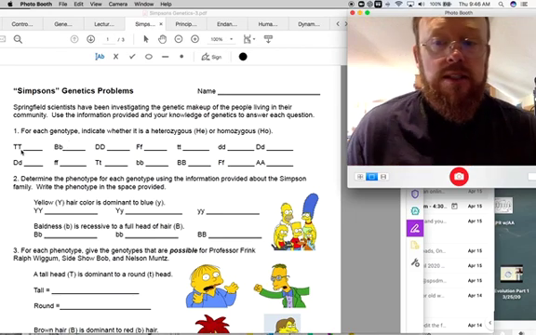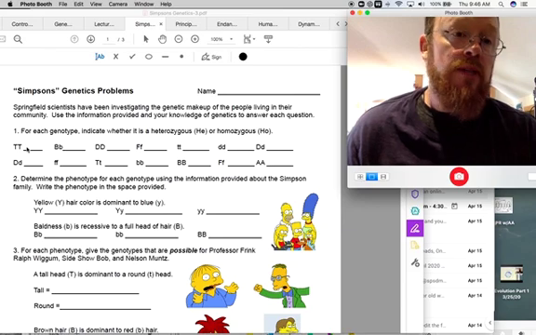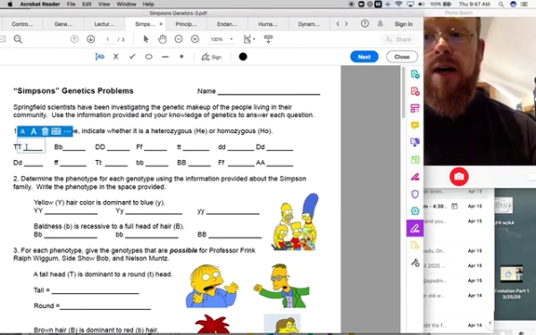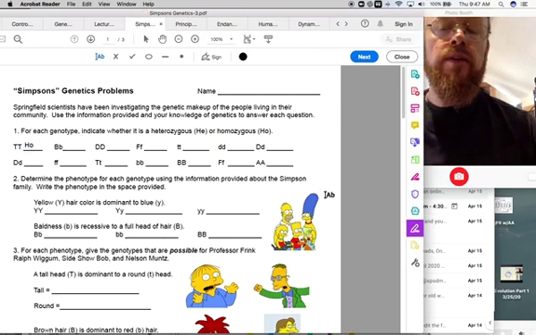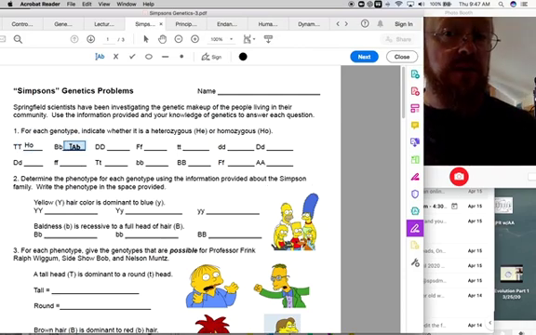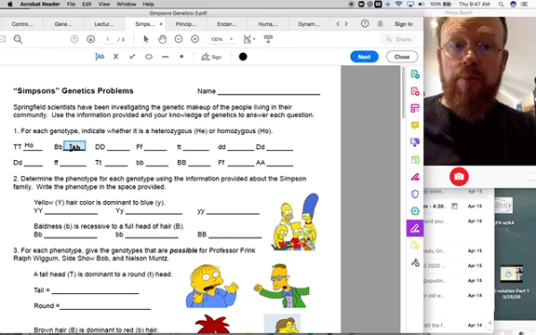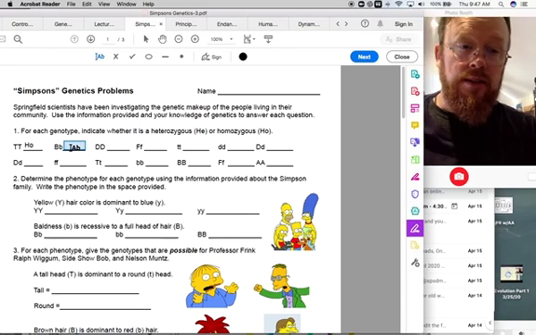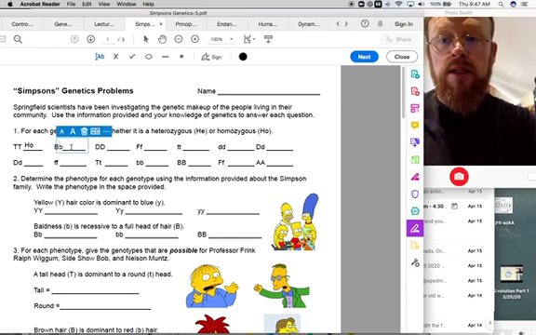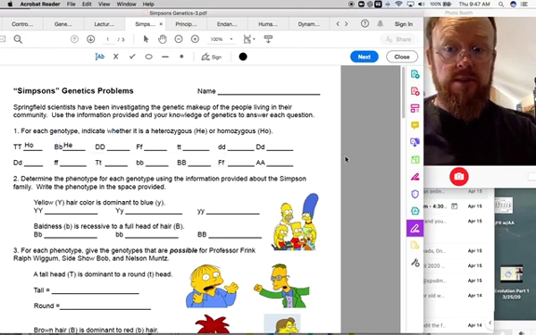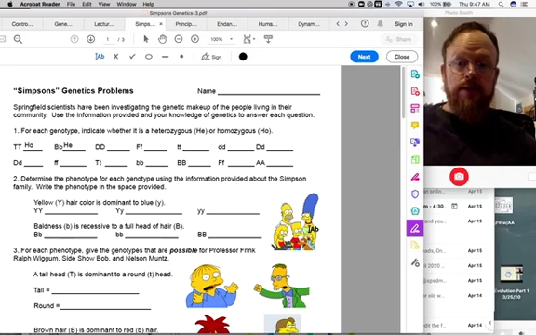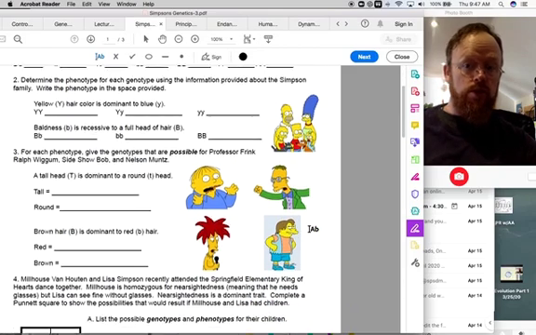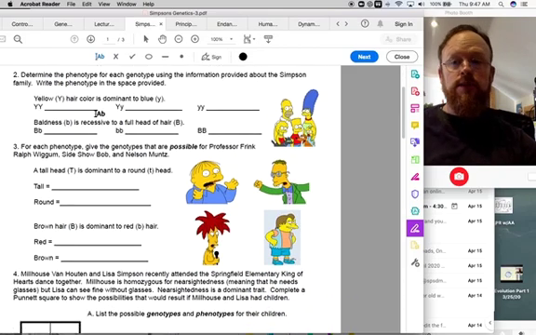So let's take capital T, for example. What would that be? Well, they're both dominant, so let's call that homozygous, right? You'd fill that in there. And let's take the next one. The next one says capital B, lowercase b, so that's a dominant and a recessive allele, so that would be heterozygous, right? And that's what that first one's all about, okay? That's question number one.